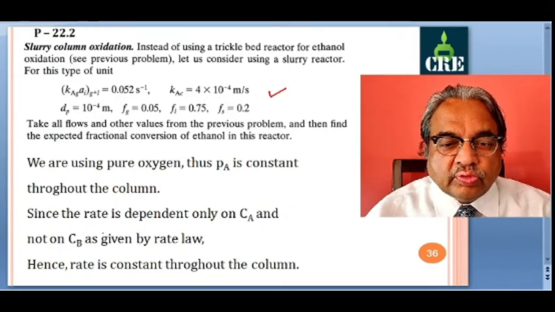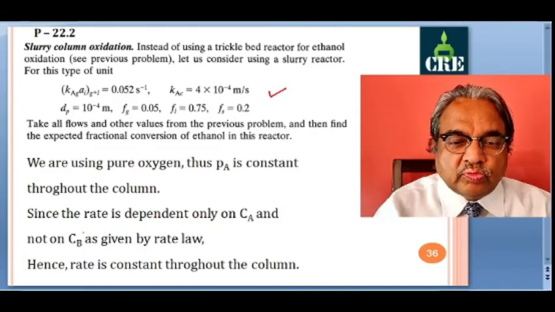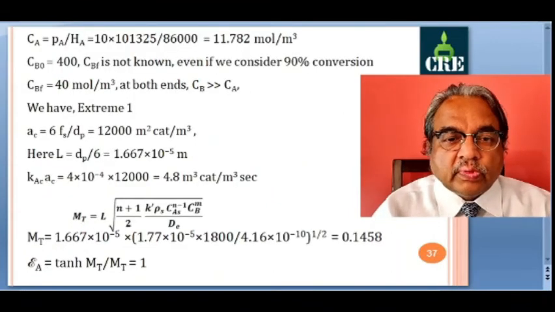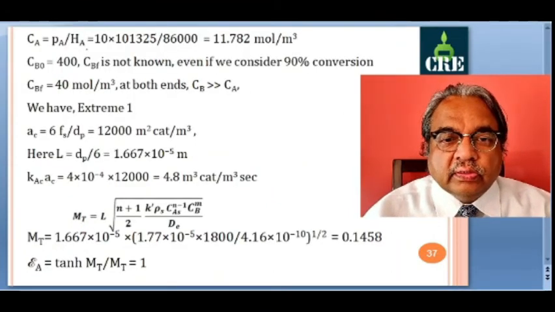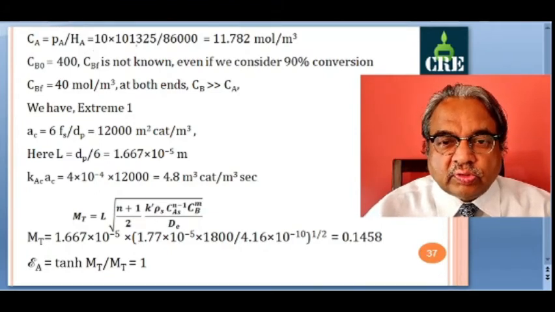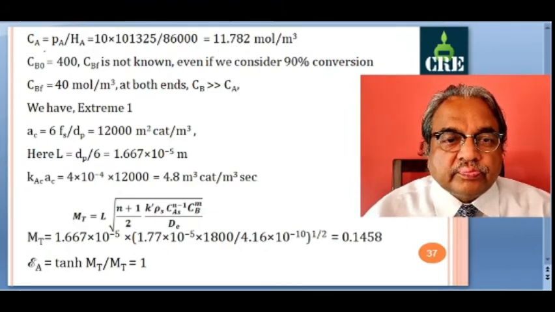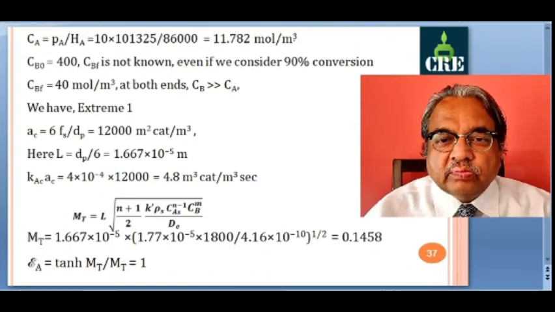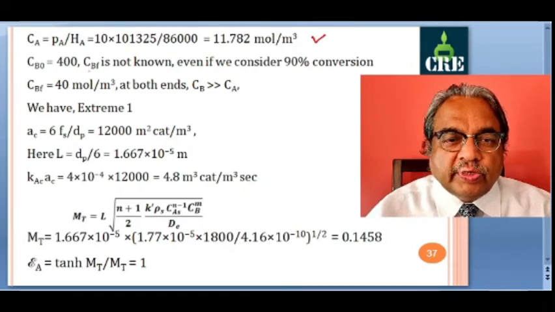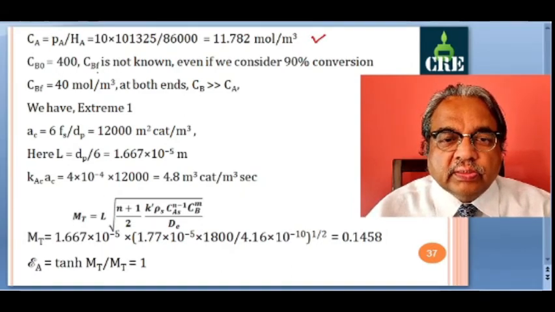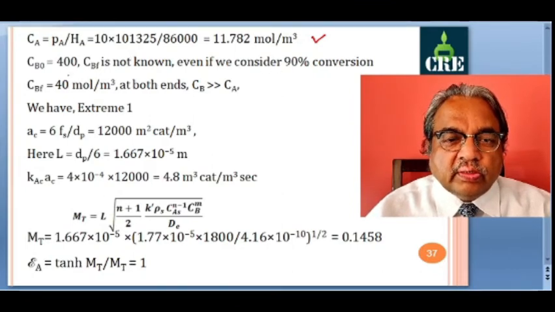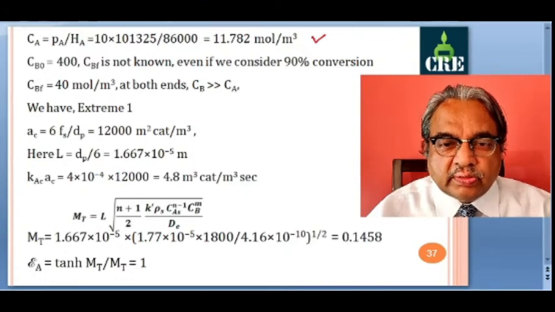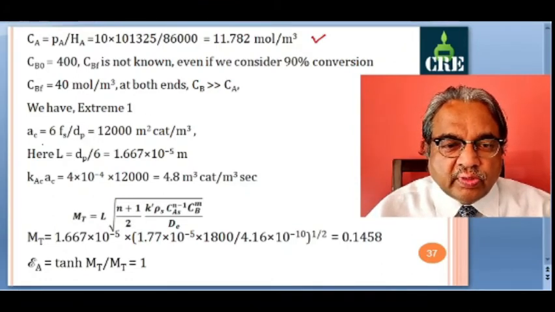Pa is constant throughout the column and the rate is independent of Cb, dependent only on Ca, zero order with respect to B. So as Ca is almost constant, the rate is constant throughout the column. Ca is Pa by Ha, that comes out to be 11.782 moles per meter cube. Cb0 is 400. Cb final is not known. If you consider even 90% conversion, it is 40 only, and this is much greater than the Ca value. So we will use the extreme one.